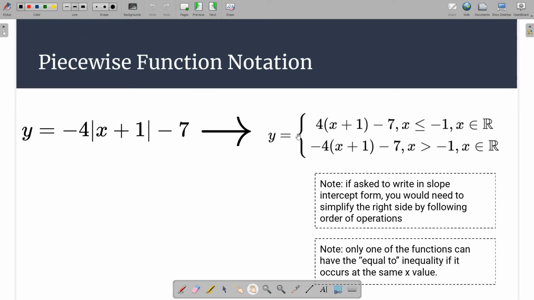So because of this, we can actually rewrite this absolute value function as two distinct functions using piecewise notation. So let's take a look and see what we've got here. We still say y is equal to, and then we use these curly brackets, these braces, and we're assigning two functions that are going to be used depending on where we are in our domain. So the upper one is used whenever x is less than or equal to -1, and the lower one is used when x is greater than -1. And of course, x is real.